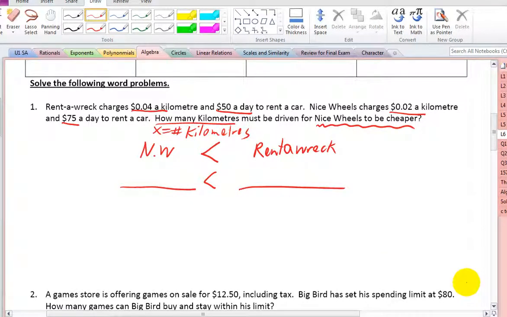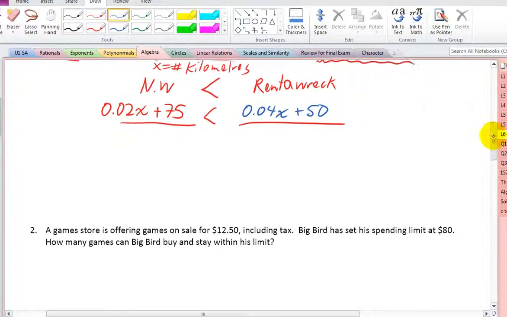Okay, Nice Wheels is 2 cents a kilometer. 2 cents times K, the number of kilometers. And I said X instead of K, so I should put X and follow through. $75 a day, plus 75. And what about Rent-A-Wreck? 4 cents a kilometer, plus $50. Now, if you want to use the letter K, I got no problems with that whatsoever. Okay, that's okay. All right, go ahead and solve for X.